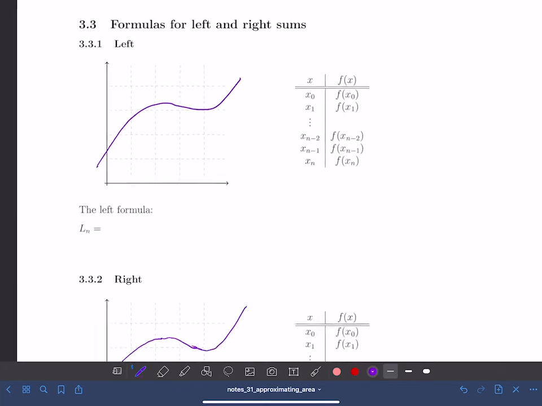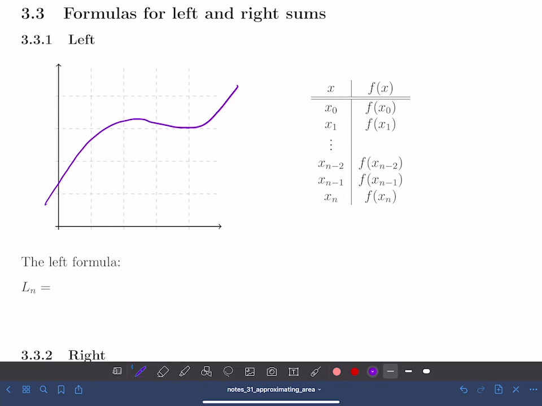So let's focus our attention. Let's draw our interval from A to B. I'm going to break it up, that interval, into n equal pieces.